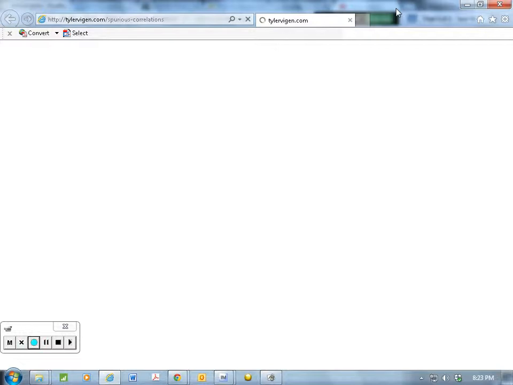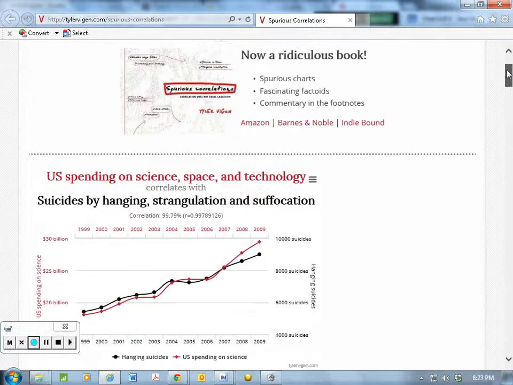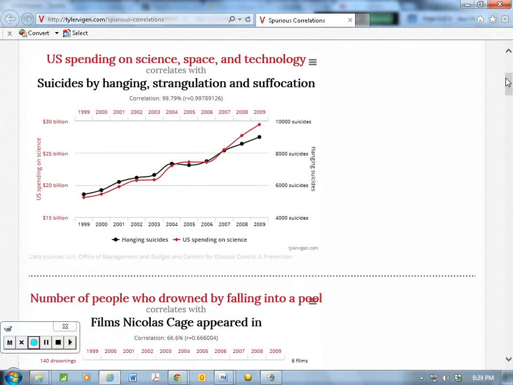And so what it does is it takes a look at these different correlations that exist, and you think, oh, it's got to have this high correlation, so it's got to be important, and all that, and really a high correlation does not mean anything. So here's our first graph, and it compares spending on science and space and technology with suicides by hanging, strangulation, and suffocation. The correlation is really high, 99.79%, a 0.9978 correlation.